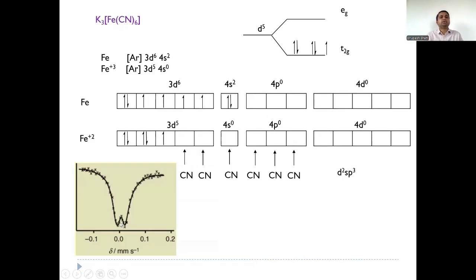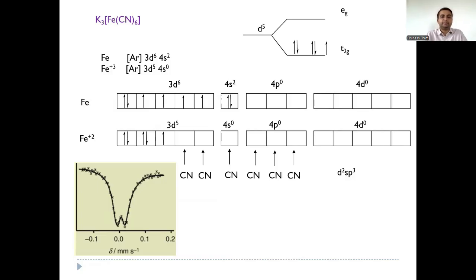In a similar way, if we talk about potassium ferricyanide, again, this is a low spin complex, so electrons are going to be paired. Now you can see that in the T2g orbital, two orbitals are filled and one orbital is half filled. So again, we don't have any symmetrical charge distribution in the T2g orbital, and that's why the signal of this K3Fe(CN)6 is going to be split into two signals because we don't have spherically symmetrical charge distribution.